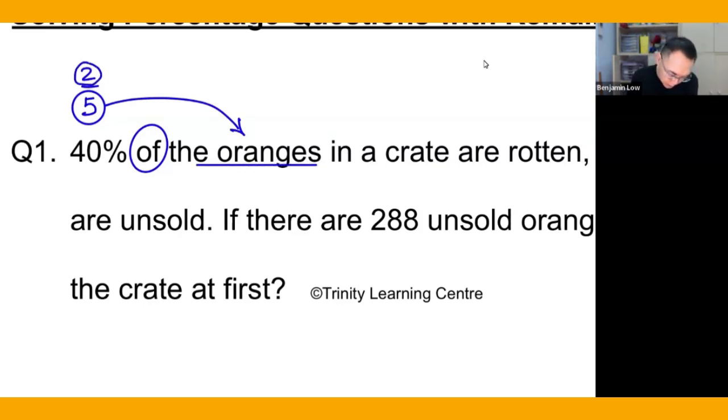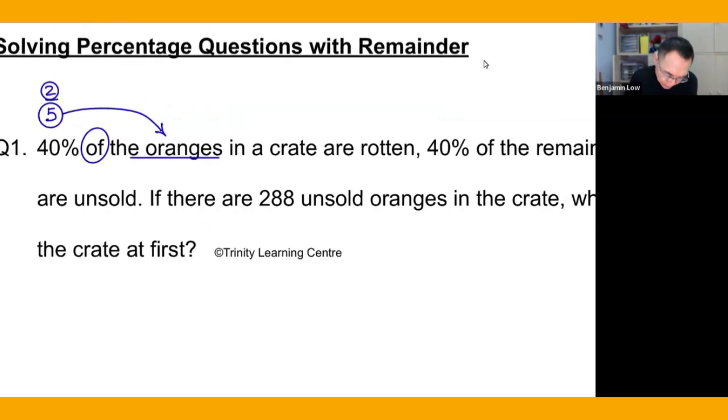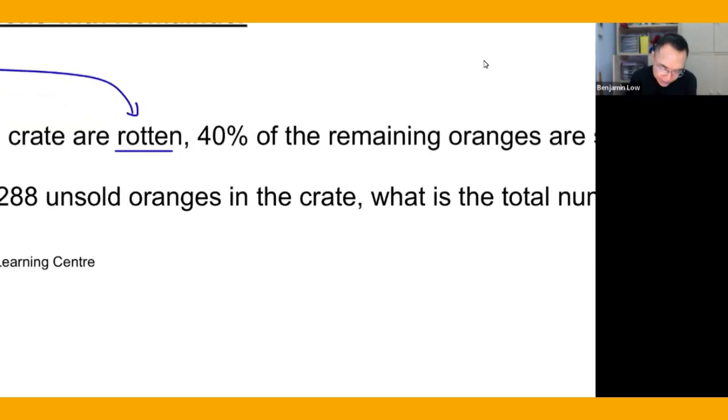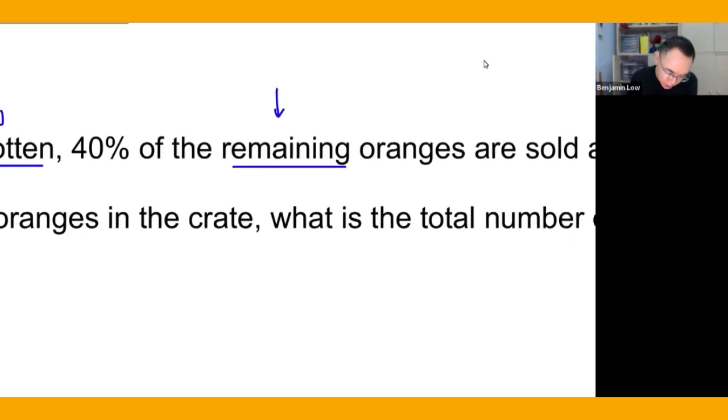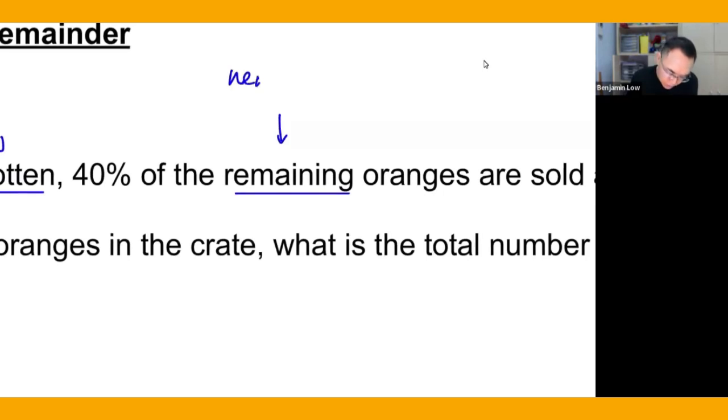2 are the oranges that are rotten. Now, I did say to you before, many times, if you have been with me for some time, that whenever you see the word remainder or remaining, yes, it means that you will need a new model. So what does a new model mean? It means you pull down from the original model to create a new model. So 40% appears again, and this 40% is another 2/5.